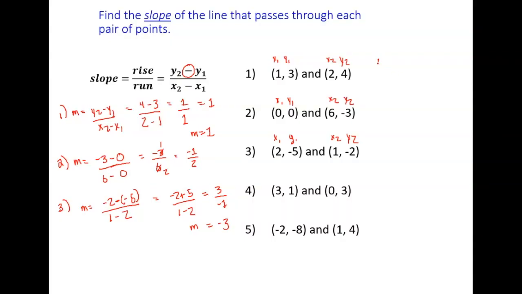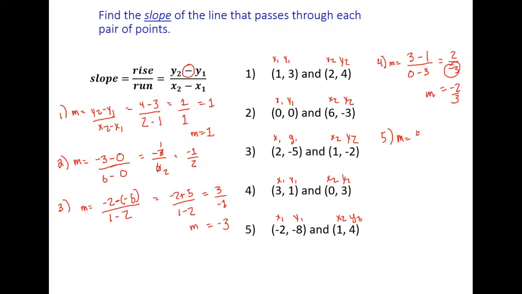And we'll do number 4 over here. So I have take away my y1, which is 1, over my x2, which is 0, take away my x1, which is 3. 3 take away 1 is 2 over negative 3. So I have a slope of negative 2 over 3. So be really careful not to forget this negative value on the bottom. You can keep it on the bottom, there's nothing wrong with that. But in math, we like to bring that negative sign up to the top of the fraction. It's just more proper, sort of like how English has proper grammar. It's that sort of idea.